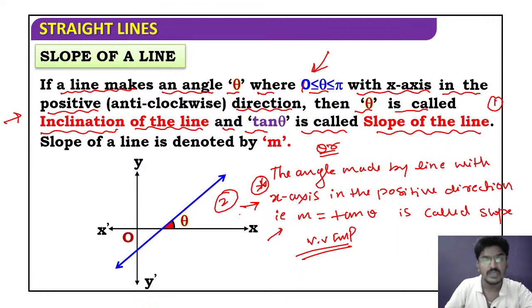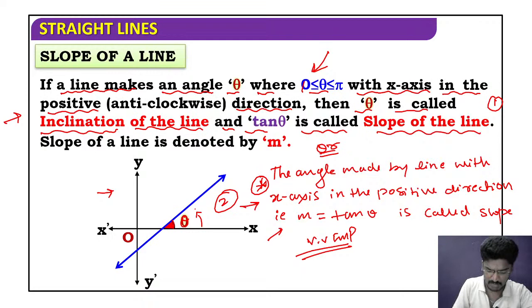No problem. So here you can just see how the line is making an angle with x-axis. This is the theta which is made by the line with x-axis in the positive direction, and you can see that this is the geometrical representation of slope, that is the angle made by line with x-axis in the positive direction. Okay, so everyone, is it clear?